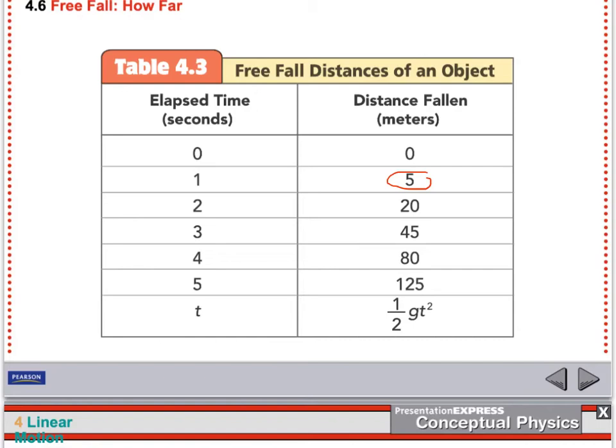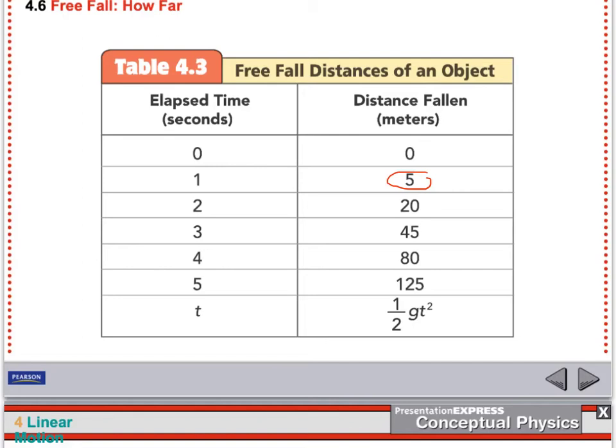So after that first second, it has only gone 5 meters. After the second second, it's gone 20 meters. After the third second, 45, then 80 after the fourth, then 125 after the fifth, again ignoring air resistance, and that becomes the formula. Plug in whatever time for t and multiply it using the force of gravity on Earth, and that will tell you how far an object has traveled in free fall on Earth, or any planet.